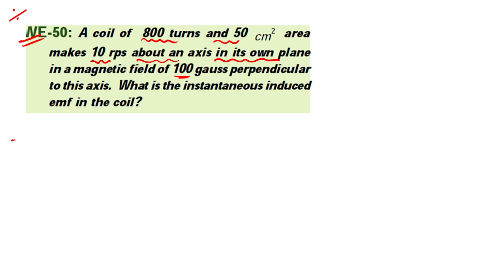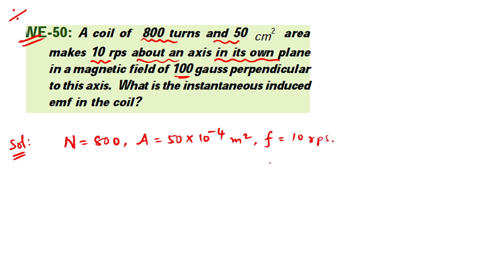So what is the given data here? Just try to get it. The number of turns is 800. The area is given as 50 into 10 power minus 4 meter square. Is it correct? The frequency I gave you is 10 RPS, meaning revolutions per second. Correct. I gave you the magnetic field also. The magnetic field is 100 Gauss, but you need to convert it into Tesla.